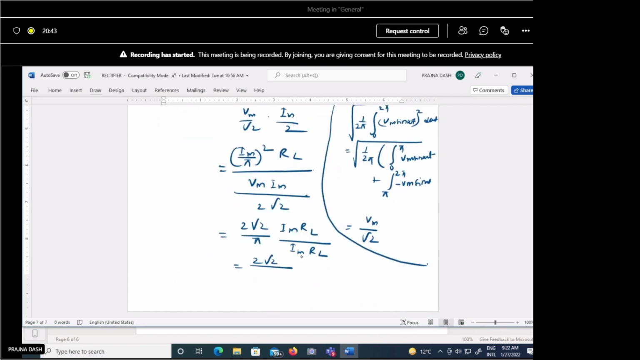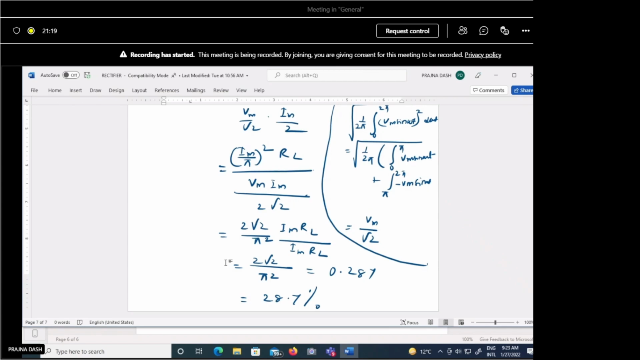So this will be, I think, pi square. 2 root 2 by pi square. If you calculate this value, it comes to 0.287. That means the transformer utilization factor is 28.7%. So whatever the efficiency of the transformer, only 28.7% of the transformer is utilized for this rectification purpose. So this shows the poor performance of the half wave rectifier.